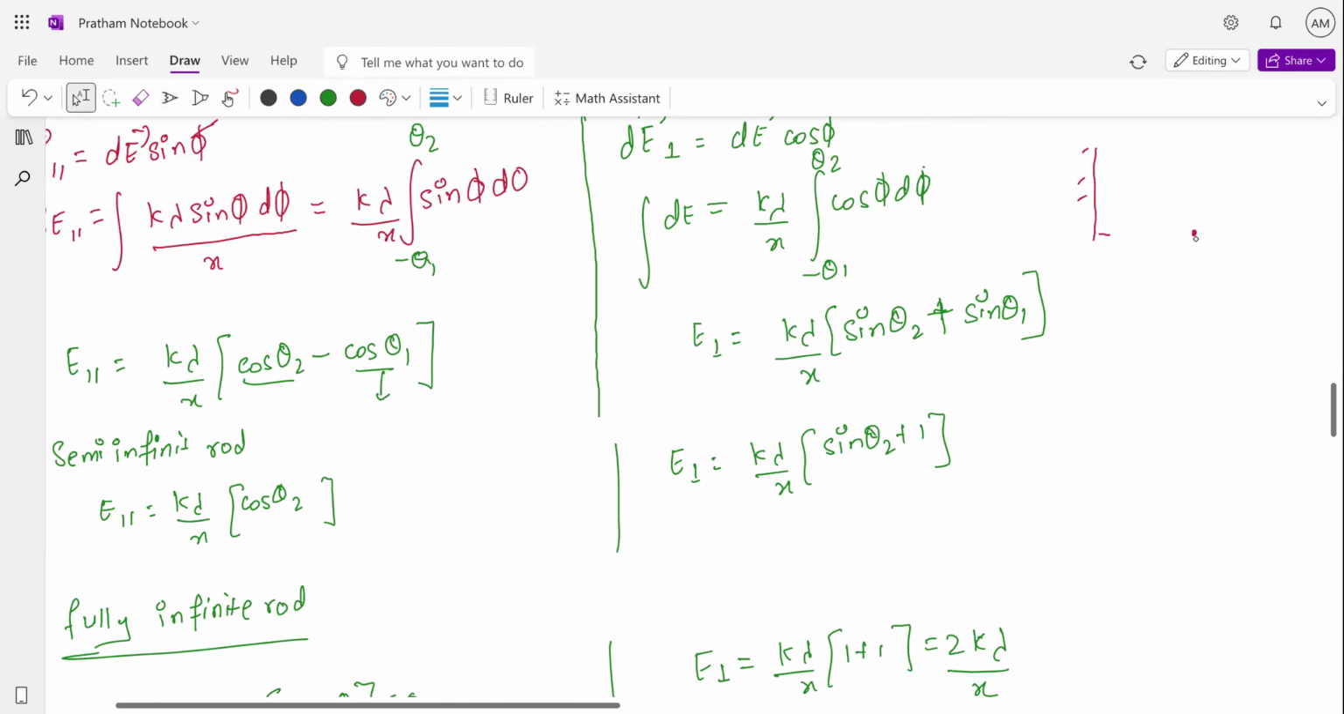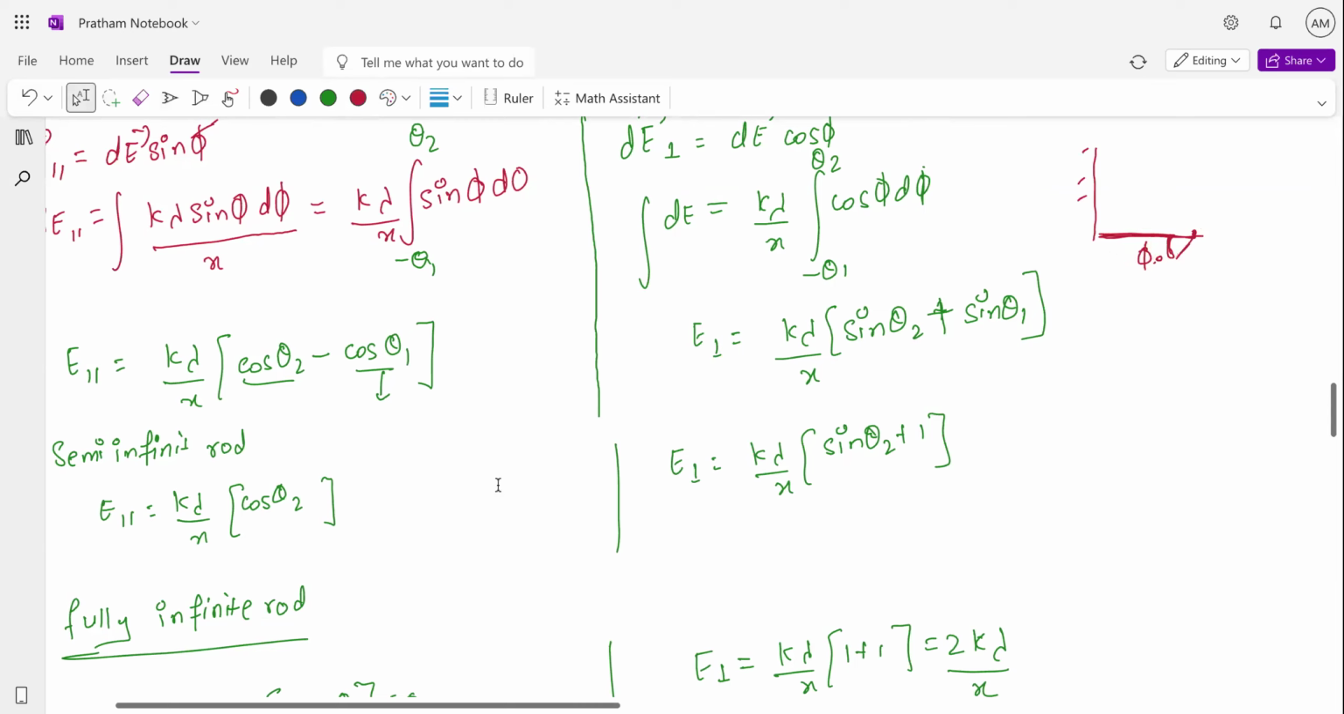Okay, I know one thing. With respect to this, what is the angle? One angle is zero, because the charge is right here itself. So one angle is zero, and the other angle has some value. If both are infinite, both will become 90. If one is infinite, one becomes 90, and the other will have some angle.